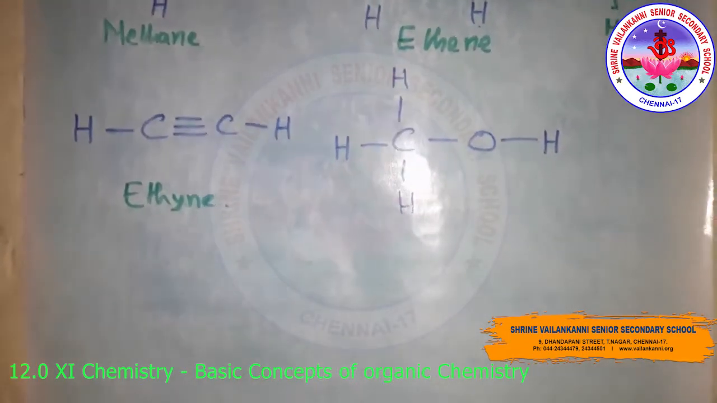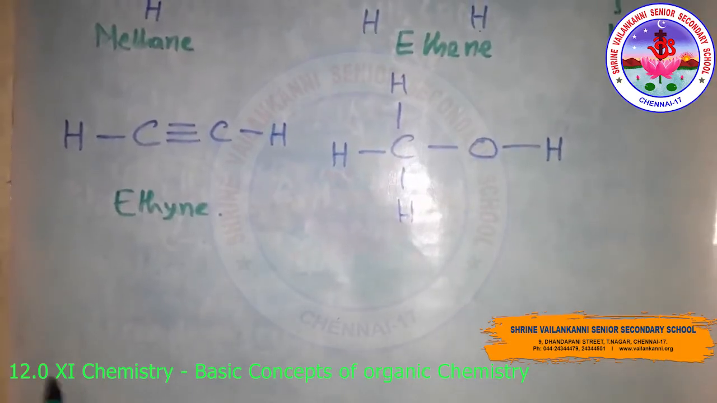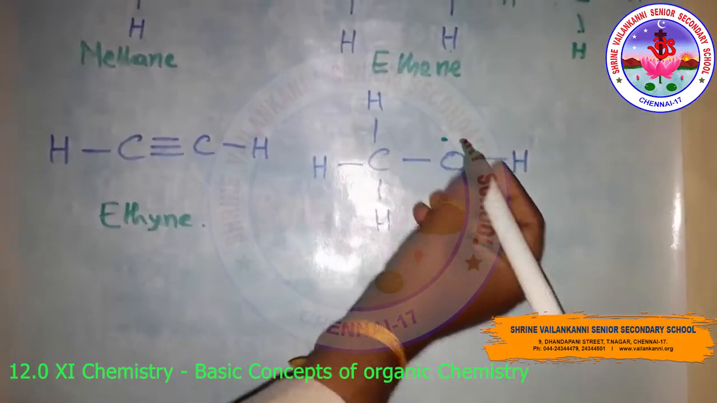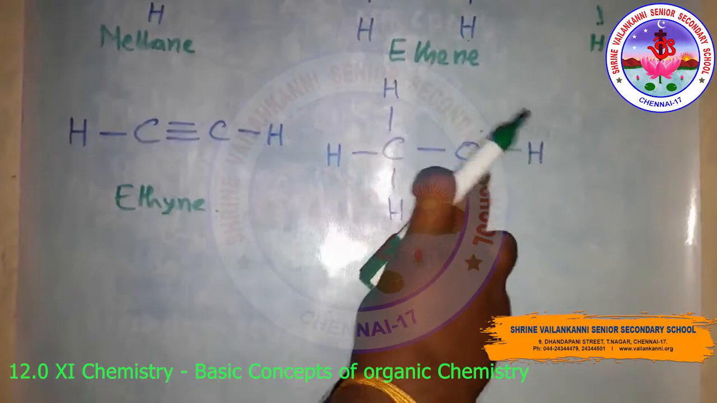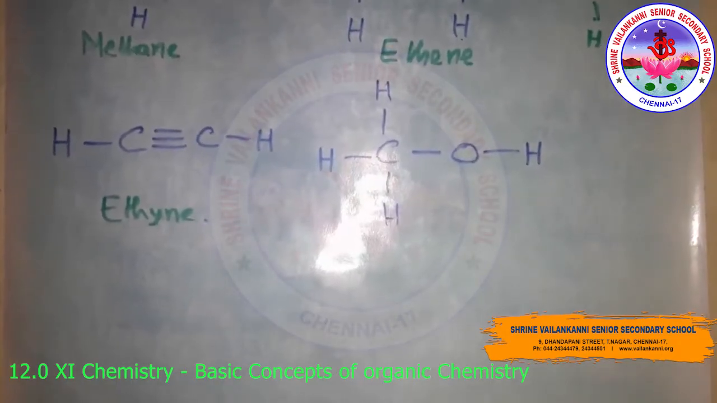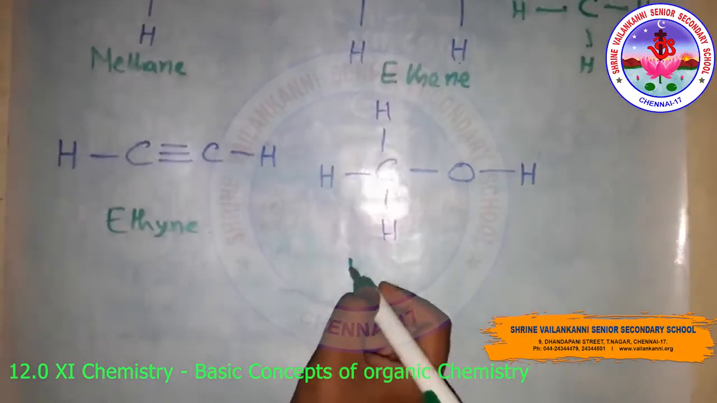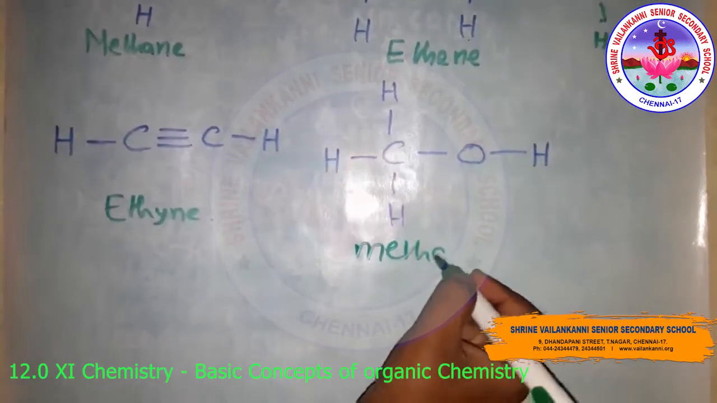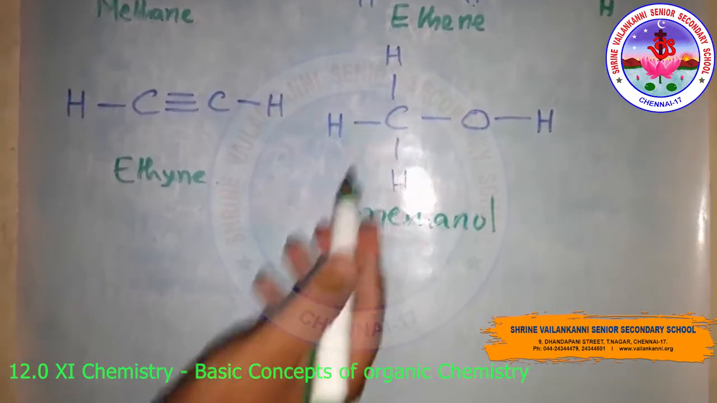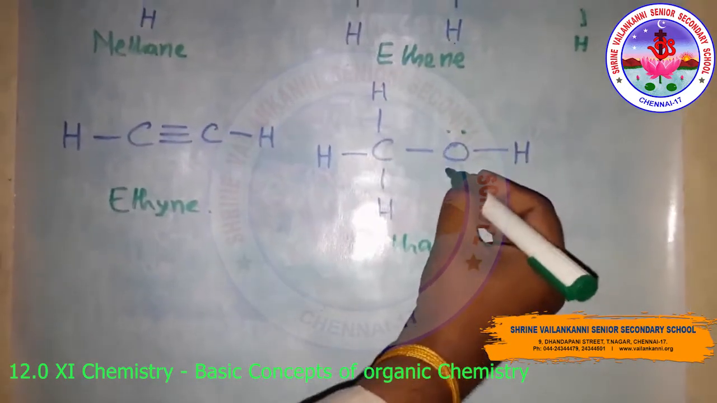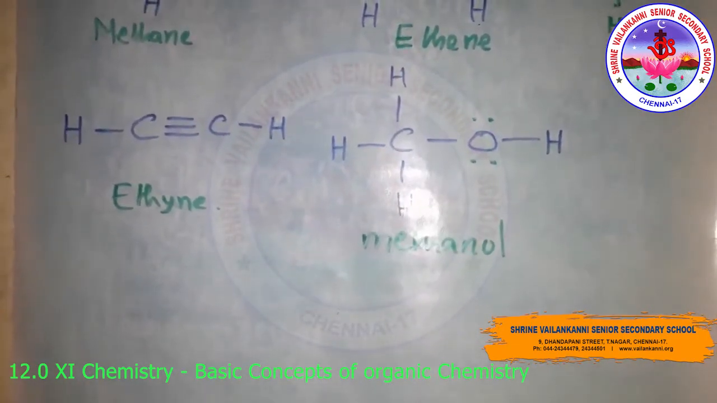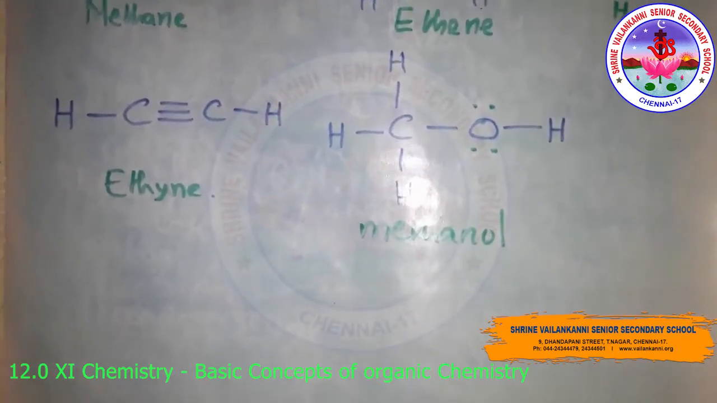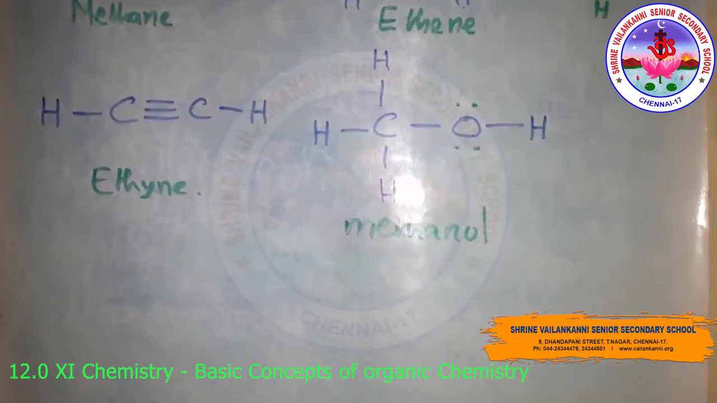And the methanol, a compound containing lone pair of electrons. So here the oxygen has a lone pair of electrons, that is an unshared electron pair. You can write it like this, or you can simply leave it without mentioning the lone pair of electrons. That is also correct in structural arrangements. So this is the structural arrangement of methanol. You can write like this, or you can show the lone pair of electrons also. Both ways are correct.